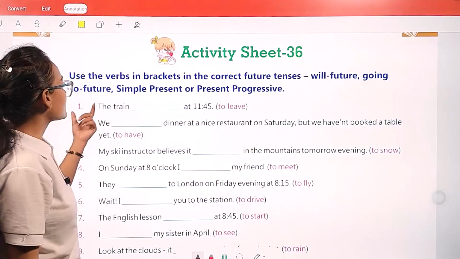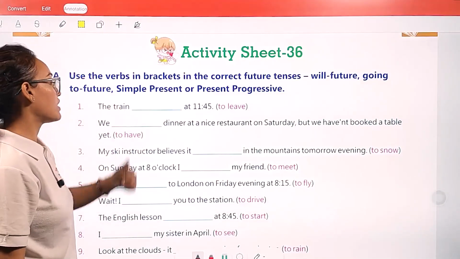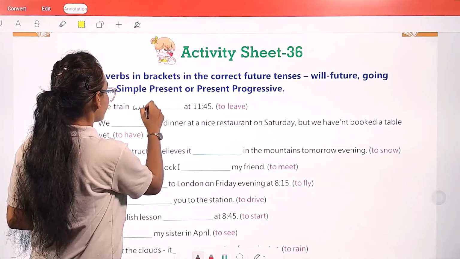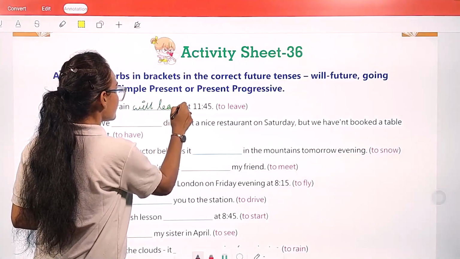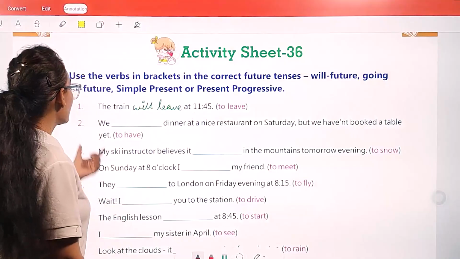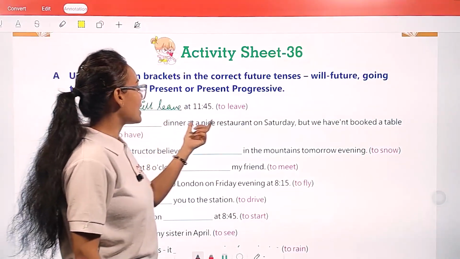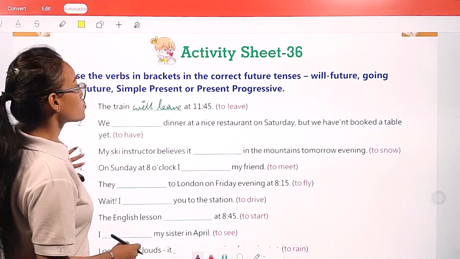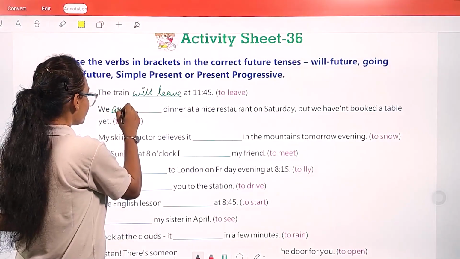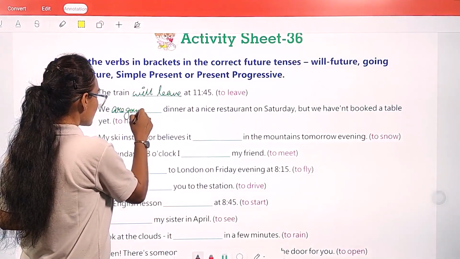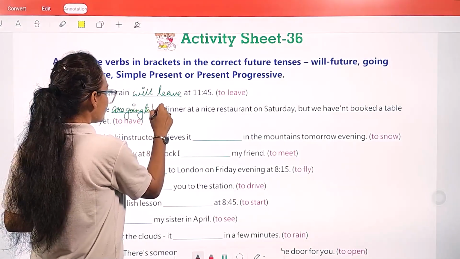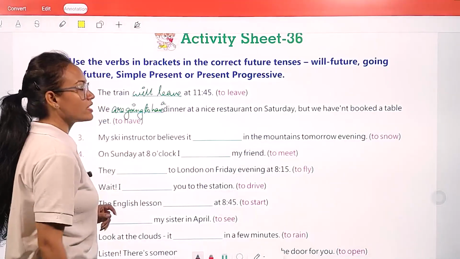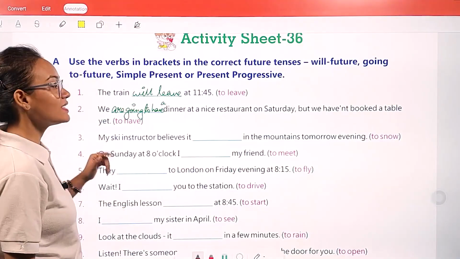So the first one: the train dash at 11:45. The train will leave at 11:45. We dash dinner at a nice restaurant on Saturday, but we have not booked a table yet. So we are going to have dinner at a nice restaurant on Saturday, but we have not booked a table yet.